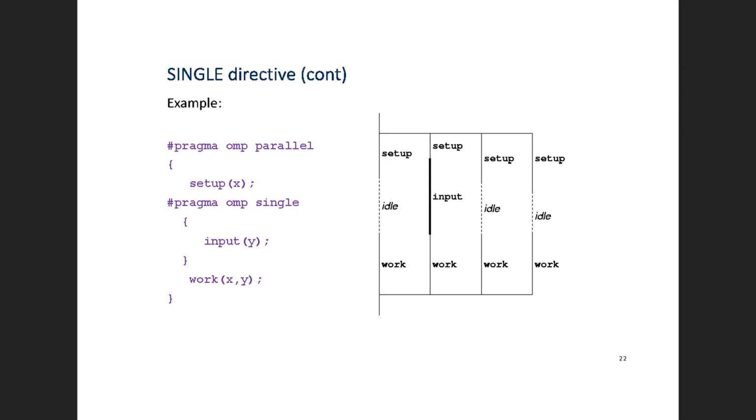The first thread that happens to finish setup goes ahead and calls input. In the meantime, the other threads may finish setup, in which case they skip over this block of code and wait at the end of the single directive. So there's another one of these implicit barrier synchronizations at the end of the single. Once whichever thread is doing input is finished, that releases all the other threads and they can all carry on and execute work.